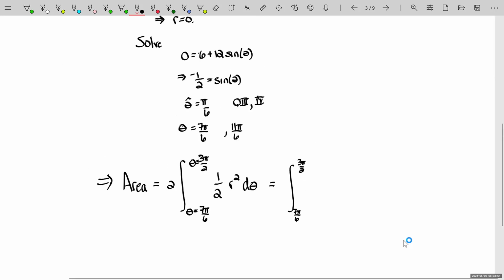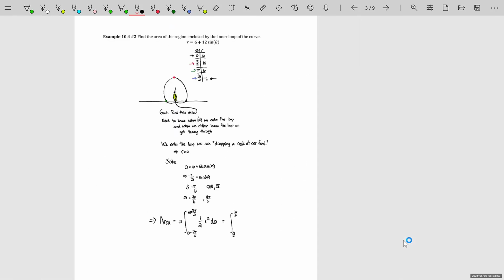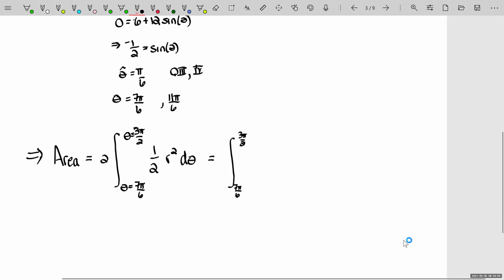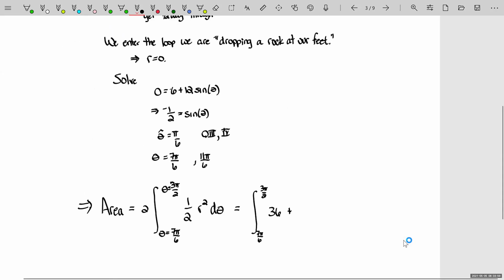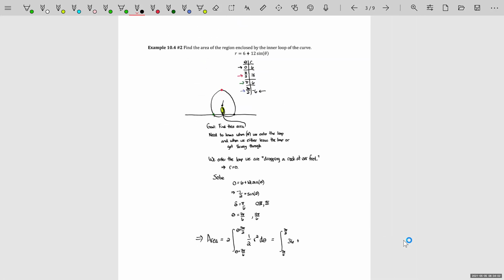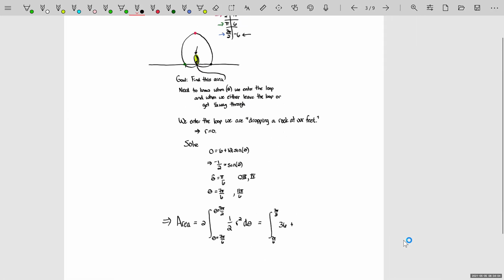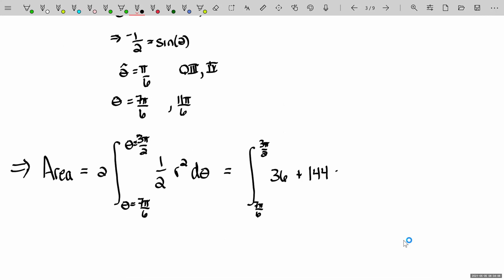r squared. Let's see what r is. r is 6 plus 12 sine of theta. If you square that out, you'll get 36 plus 6 times 12 is 72, times 2 is 144. So 144 sine theta plus another 144 sine squared of theta, d theta. That is r squared right there. You can actually integrate each of those pieces very quickly.